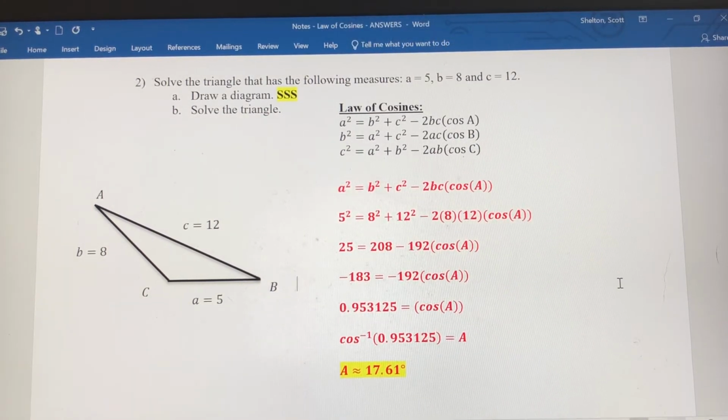Again, we can solve for angle B or angle C here. It really doesn't matter, but I'm going to continue to go in alphabetical order. So we're going to find angle B next. So we're going to use the second equation here in the law of cosines.